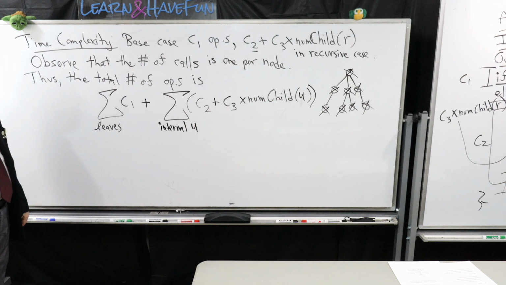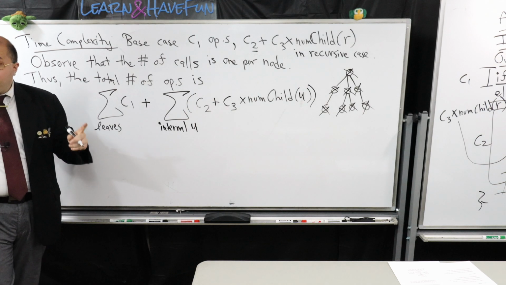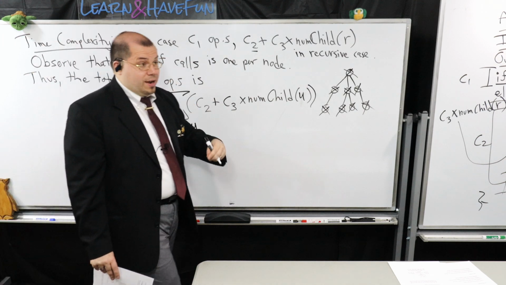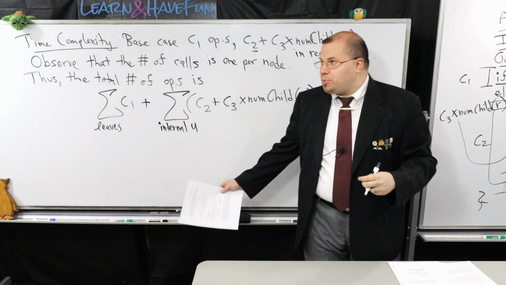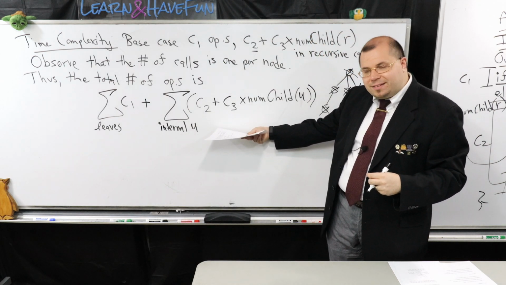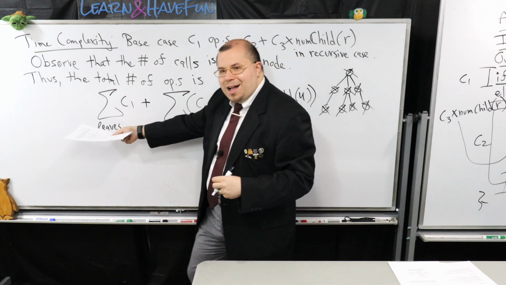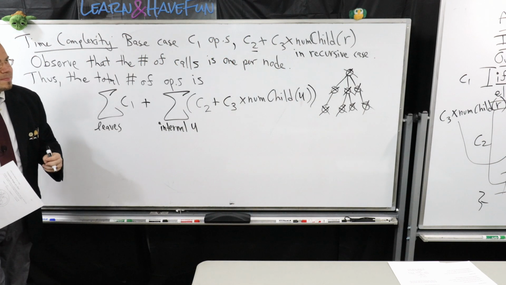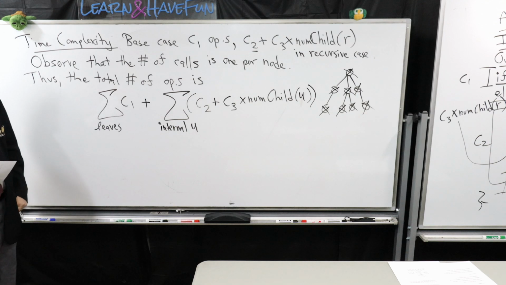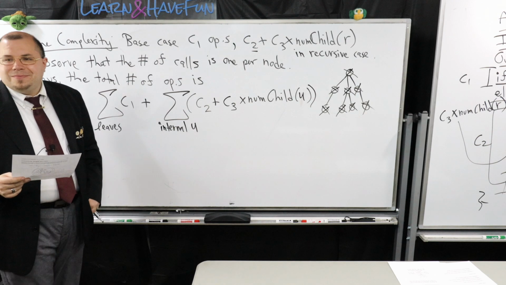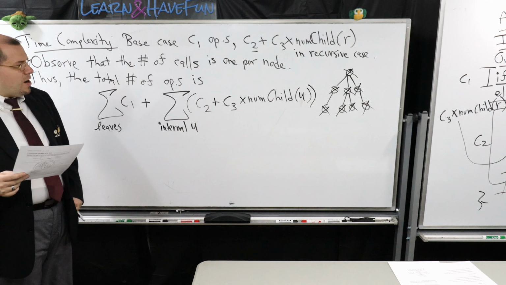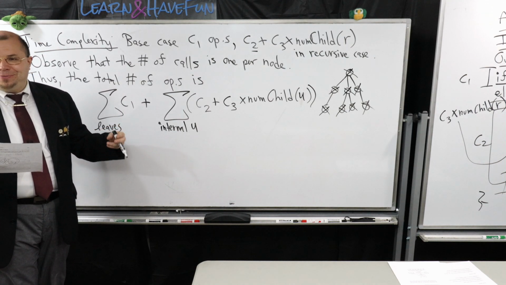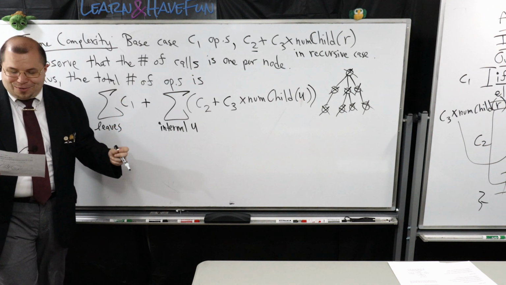So for each one of the internal nodes, you know it happens because it's not a leaf, right? So this represents the operations that happen in the recursive case. This is the operations that happen in the base case. Is that clear, everybody? Are we okay with this so far? We have to do a bit more with this, right? We're not quite done yet.